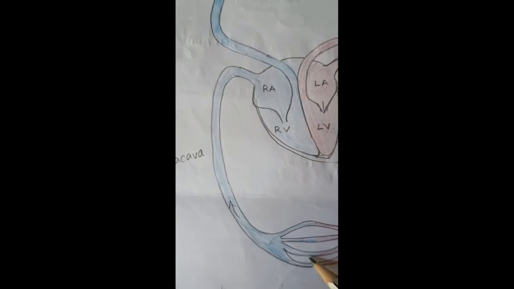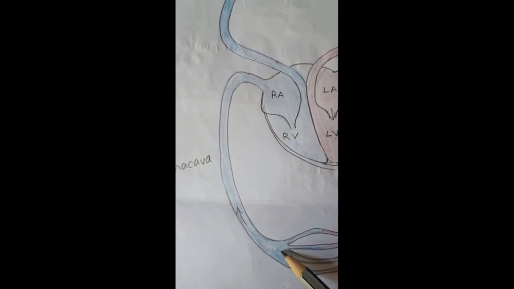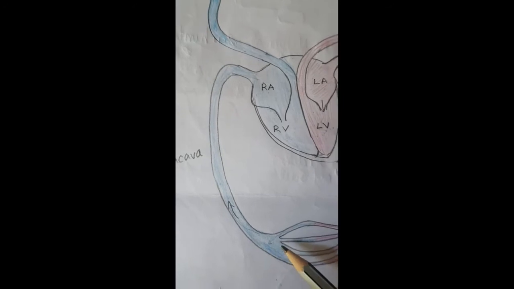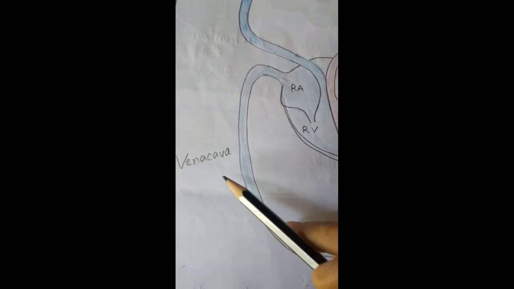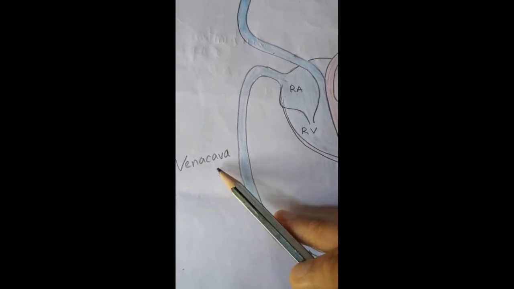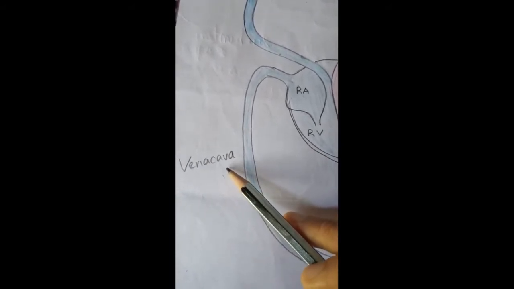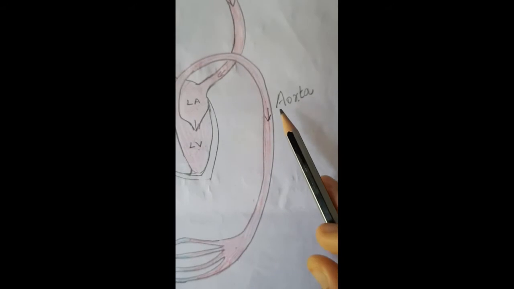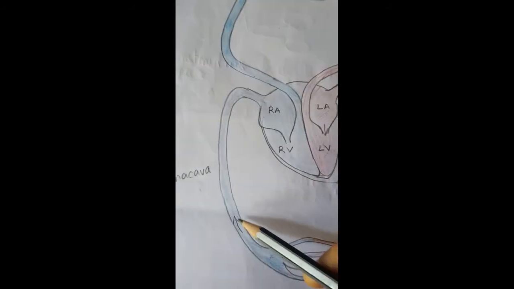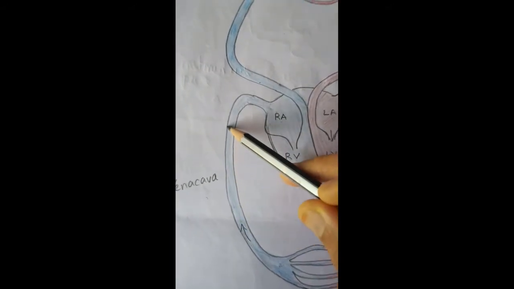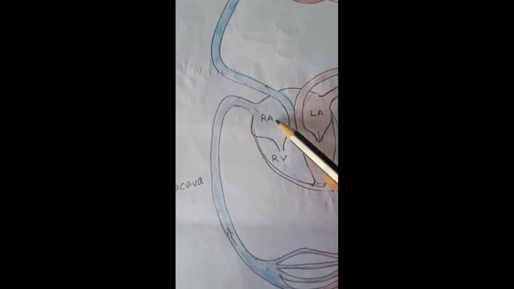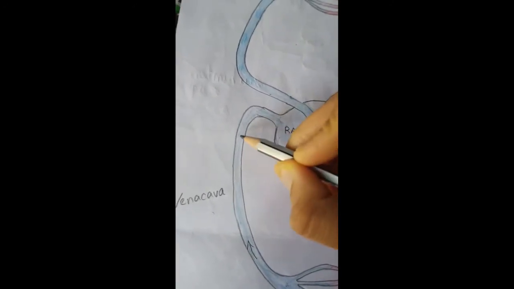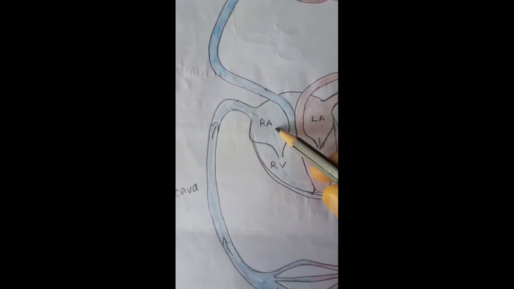Okay, after respiration, carbon dioxide is released to the blood. It is taken by veins. All the veins join together to form the vena cava, the main blood vessel of veins. This is the main blood vessel of arteries. The vena cava will pump the carbon dioxide rich blood to the right atrium of our heart.